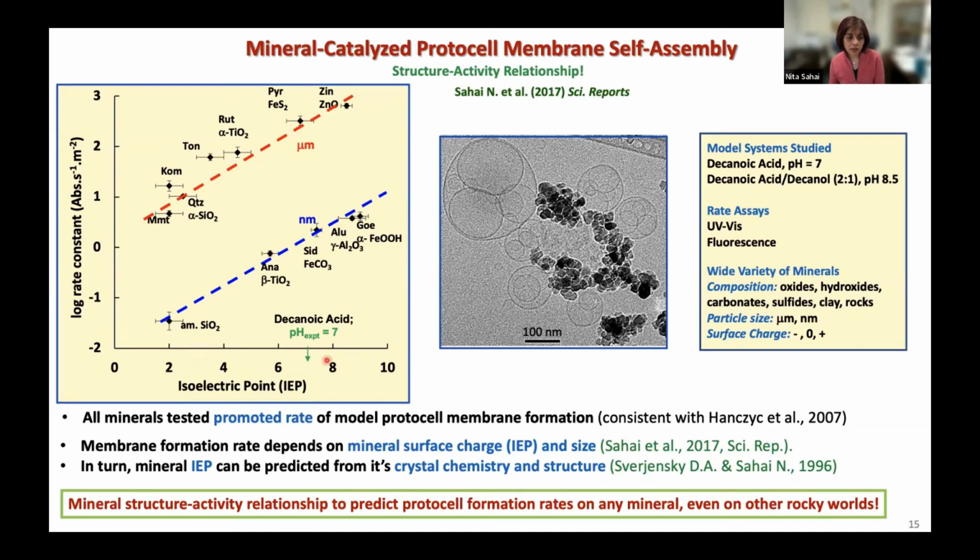And interestingly, you can even predict the isoelectric point of a mineral. You tell me any mineral, based on my PhD work, I can predict for you what its isoelectric point should be, because I know what its crystal structure is and I know what its chemical composition is. So there's a theory I developed for my PhD to predict the isoelectric point of a mineral simply based on its crystal structure and composition. So you tell me any mineral, you go to any surface of Mars or some other solid planet, what's the mineralogy? I can calculate for you, if a vesicle ever self-assembled there, what would have been the rate?